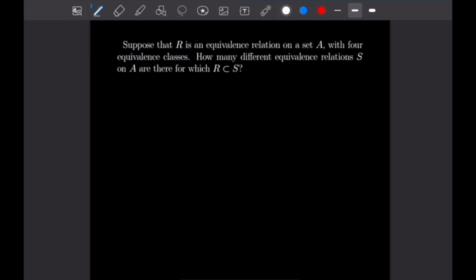So this first example says, suppose R is an equivalence relation on a set A with 4 equivalence classes. How many different equivalence relations S on A are there for which R is a subset of S? So right away, I want to note that we can create a new equivalence class from R by combining existing equivalence classes. Since we know R has 4 equivalence classes, we can let A be represented in the following way, where it is the disjoint union of those 4 equivalence classes. So we'll have, let's call them A through D. So we'll have A disjoint union B, disjoint union C, and lastly, disjoint union D.